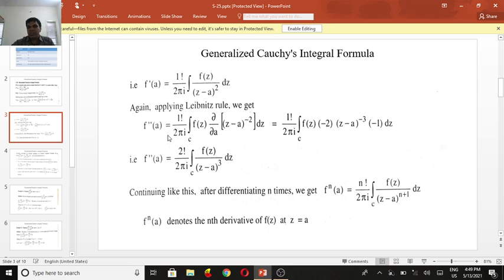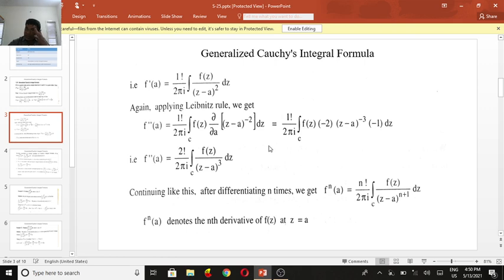Again applying the Leibniz rule, the second derivative is equal to 1 factorial divided by 2 pi i integral of f of z times the partial derivative with respect to A of (z minus A) to the power minus 2. Differentiating, we get 1 factorial by 2 pi i integral of f of z times minus 2 times (z minus A) to the power minus 3, and again the derivative of A is minus 1, dz. So we get minus 1 times minus 2, which is 1 into 2, that is 2 factorial. So 2 factorial divided by 2 pi i integral over C of f of z divided by (z minus A) whole cube, dz.